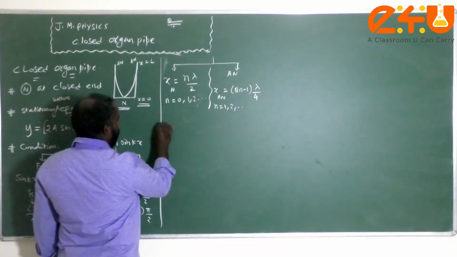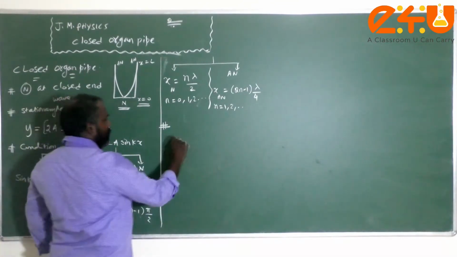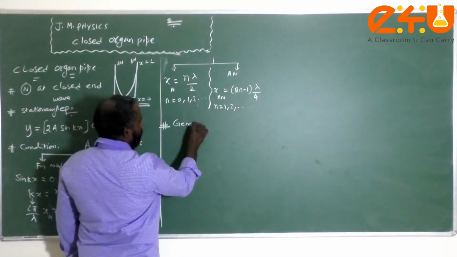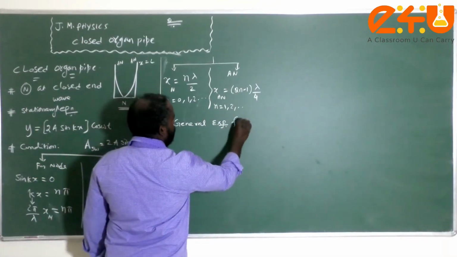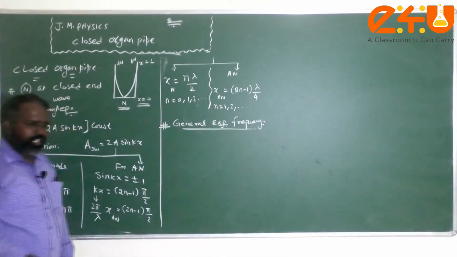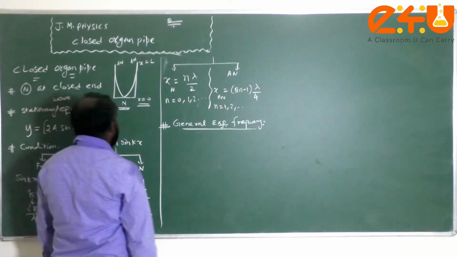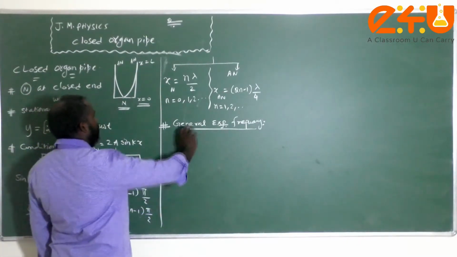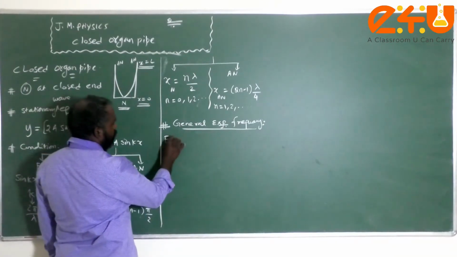The fourth one we are going to discuss is the general expression for frequency of the wave. Now please see that. I just consider the antinode position.